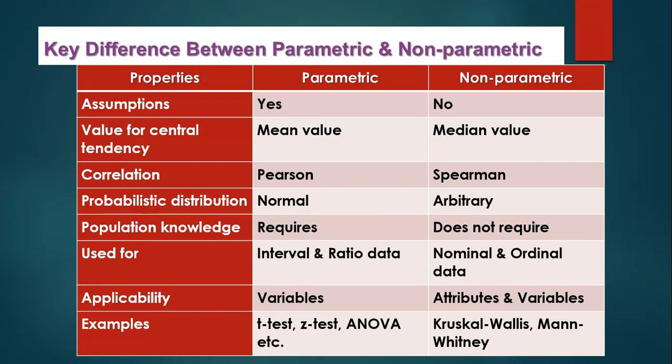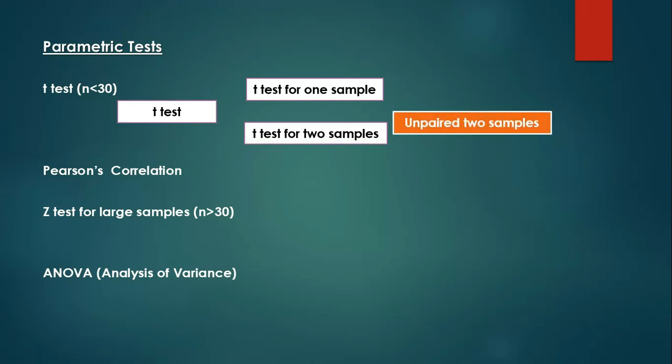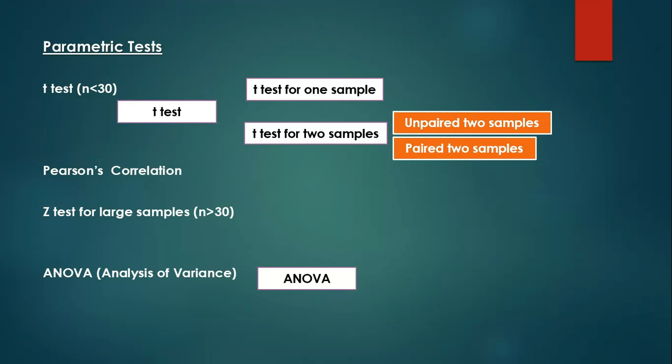Let us see the commonly used parametric tests. First one is the t-test. It is applied when the sample size is less than 30. It is mainly classified into the t-test for one sample and the t-test for two samples. The t-test for two samples is again divided into two: unpaired t-test and paired t-test. Next one is Pearson correlation, and next one is the z-test for large samples. When the number of samples increases beyond 30, we use the z-test. Last one is ANOVA, or analysis of variance. It is again divided into two: one-way ANOVA and two-way ANOVA. Let's move on to each one.